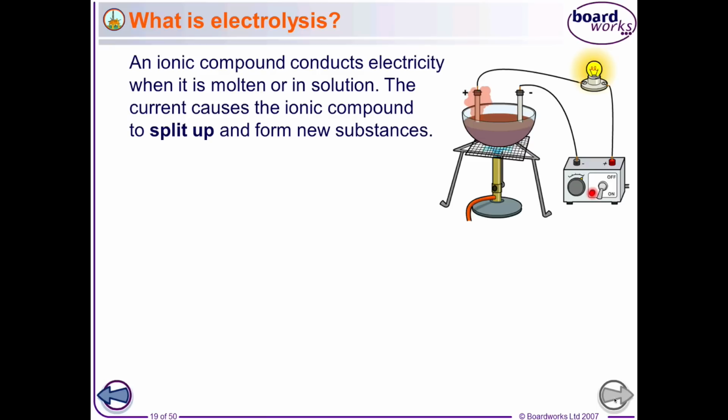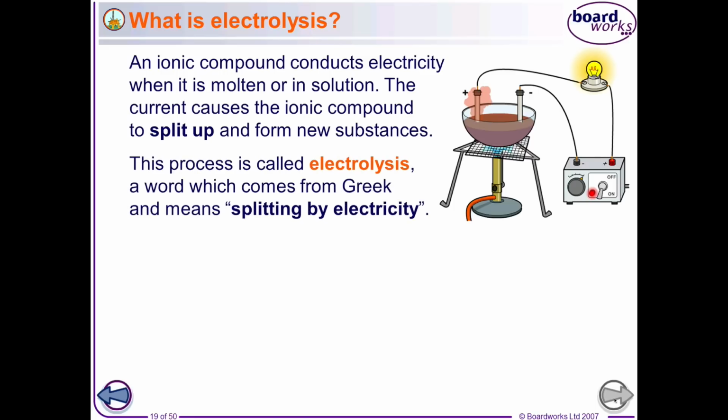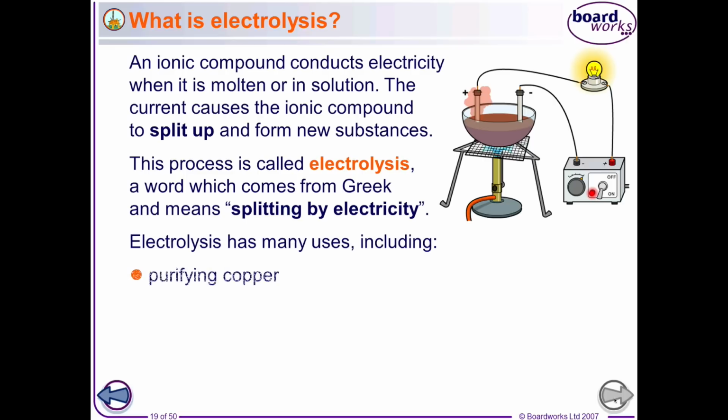Right, the first process we're going to look at is the electrolysis of lead bromide. But before we go into that, we need to just define what electrolysis is. Now, electrolysis means using electricity to split a compound. It's a Greek phrase. Using electricity, electrolysis, to split. So it's splitting a compound using electricity.